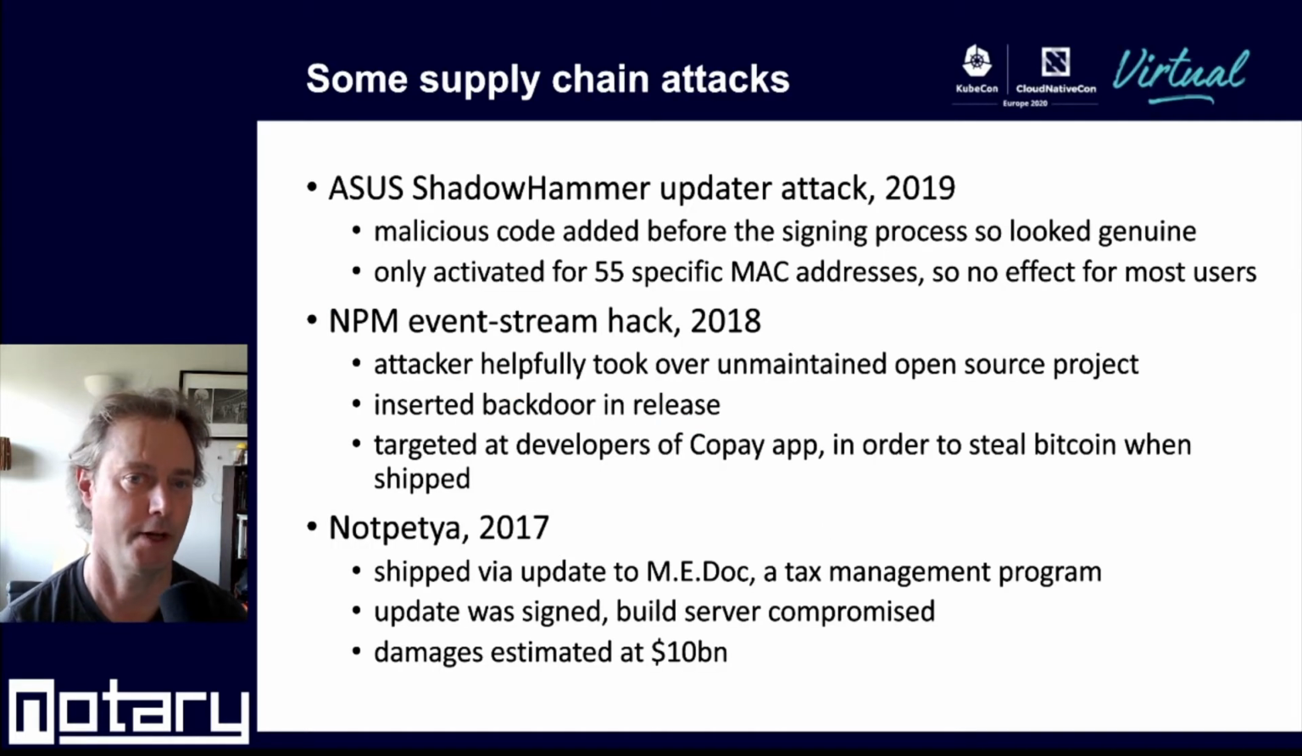Some recent examples of supply chain attacks that we've seen, these are kind of high-profile ones, but they're definitely becoming more common. The Asus Shadowhammer updater attack added code before the script, the automated piece of deployment that did the signing. So everything was signed. And it was an interesting one because the hack was only activated on 55 specific MAC addresses. So most users didn't notice anything was wrong, but 55 computers in the world were being targeted for being attacked, which is kind of interesting.